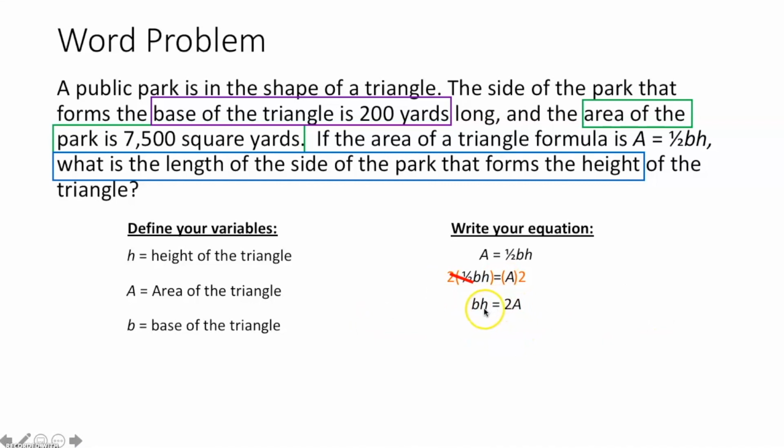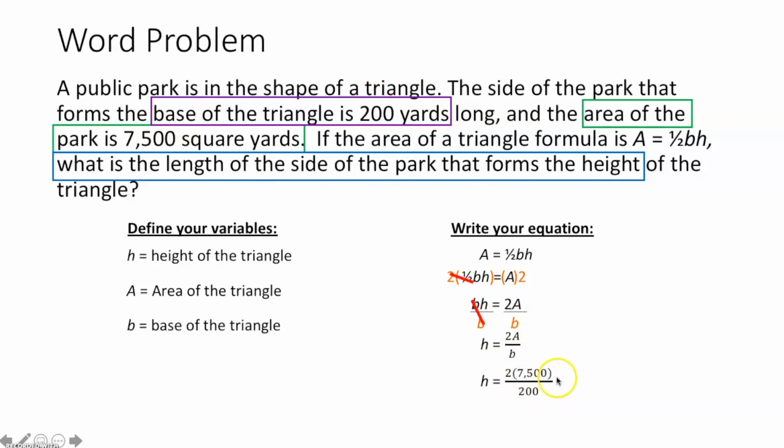How do I get the height by itself? I got to get rid of this b. Since it's b times h, I'm going to do the opposite, the inverse. I divide both sides by b. These cancel out. I'm left with the height is equal to 2A over b. Now I have the height solved for, so I can substitute in the area and the base. What is the base? 200. What's the area? 7,500. Plug those in.